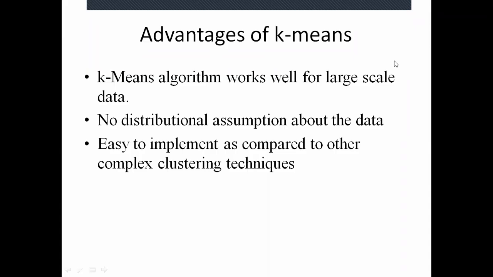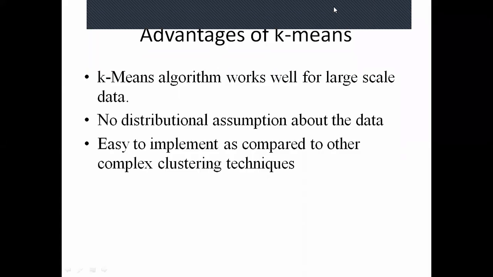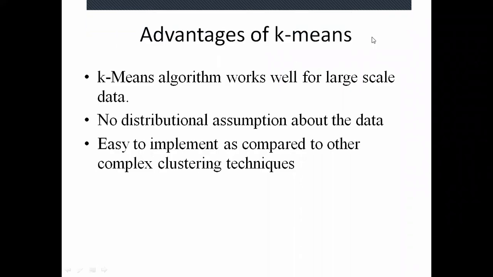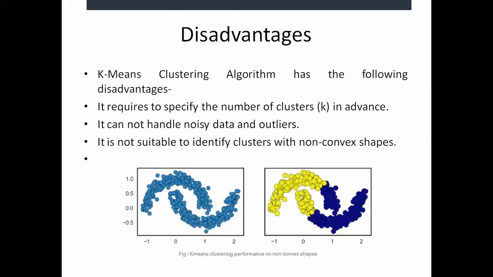Now, what are the advantages of K-means? First thing is it works well for large scale data. Next is that it doesn't make any assumption about the data, that your data should be normally distributed or any other distribution. It doesn't assume any distributional assumptions. Next is that it is easy to implement compared to other clustering techniques, such as DBSCAN, which is density based, and the hierarchical method. But this algorithm also has some disadvantages.